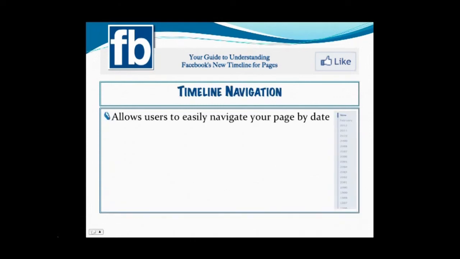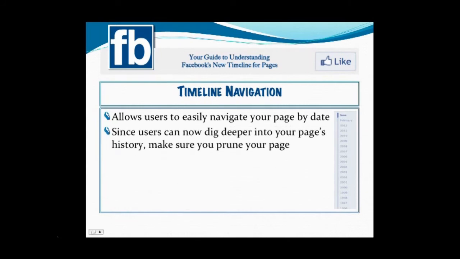So this is your timeline navigation, and this allows users to click all the way through each of the different years to see what kind of activity has happened, not just on your page, but with your company. As long as you have attached a date to a specific post or a photograph, it will create a new timeline entry, and users are allowed to navigate through your page by way of these dates. So this allows users to dig a lot deeper into your page, so you want to make sure that you don't have anything negative in there.